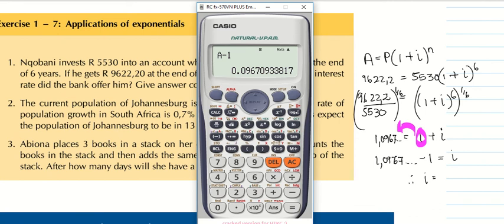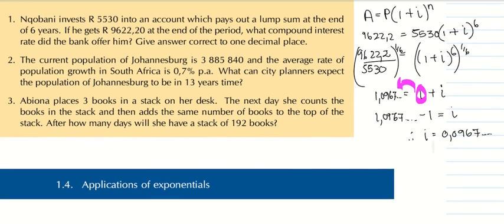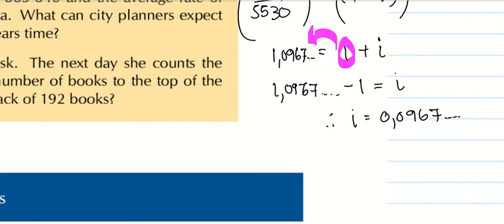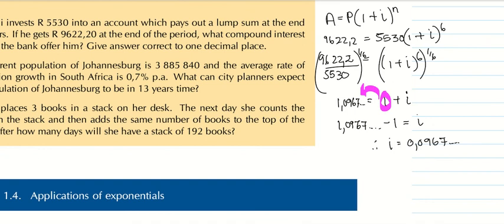0.967, 0.0967, continuing like that. So if I were to, what did they ask you? Give answer correct to one decimal place. To one decimal place, so that would be 0, if I were to round up. So therefore the interest here would be 10%.